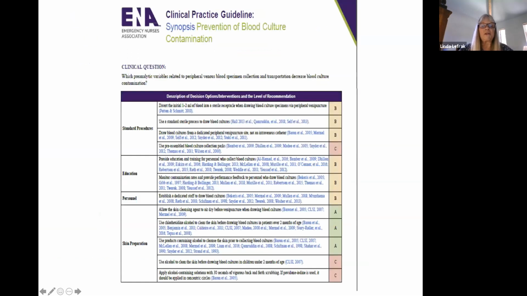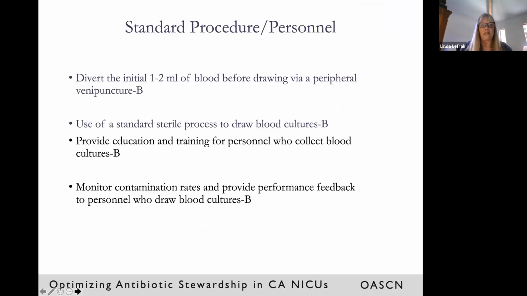So what the guideline goes through, and again, this is from the Emergency Nurses Association, it goes through a variety of things and then gives the evidence to support what they recommend in their clinical practice guideline. Next slide. So they start out talking about standardizing of the procedure and the personnel. I'm going to talk about diversion a little bit more in a minute, and I'm glad to talk offline with you more about what is in the literature, but they were able to recommend a diversion of 1 to 2 mLs of blood before drawing a peripheral venipuncture.